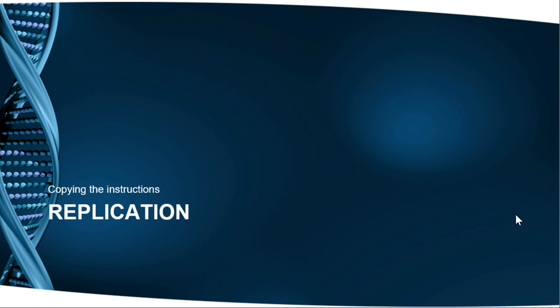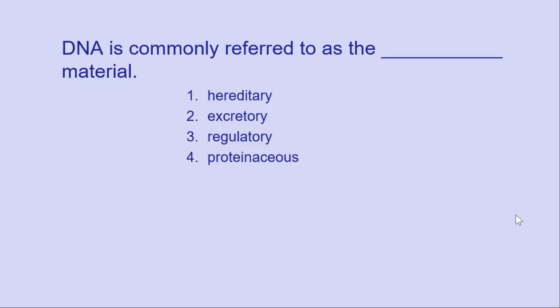Now, the other thing that we want to talk about is how do we copy it? Because any time we have a cell that's going to divide, don't we have to have new DNA for that? Of course we do. So DNA is commonly referred to as the hereditary, excretory, regulatory, or proteinaceous material. Well, it's hereditary because each cell gets a new copy with all the instructions. And when we talk about differentiation, we talk about just reading some of those instructions and ignoring the rest, but they're all still there. So, hereditary.